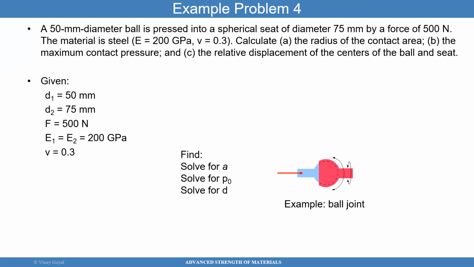On the bottom right, what I show is the situation of a ball joint. And that ball joint is an example where you could encounter this. You can encounter this in those kind of problems.